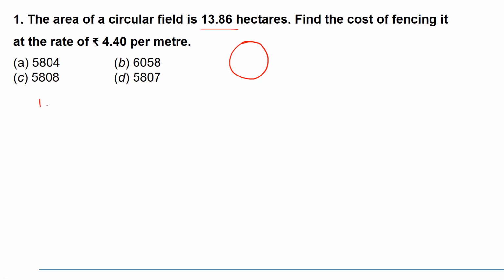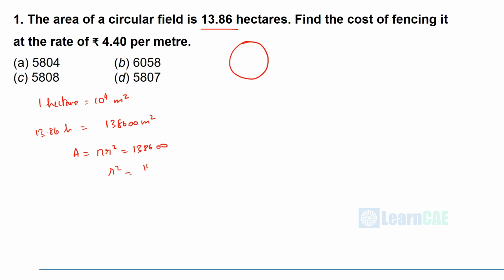We know 1 hectare is equal to 10 power 4 meter square. That is 10,000 meter square. So 13.86 hectare is equal to 138600 meter square. So the area, which is equal to pi r square, is equal to 138600. So r square is equal to 138600 divided by pi, which is 22 by 7.